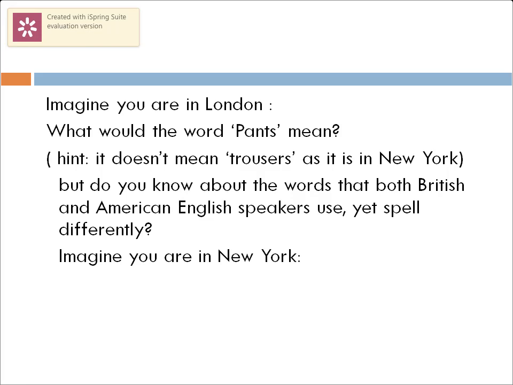But do you know about the words that both the British and American English speakers use with the same meaning, but they spell differently? Now look at this scenario. Imagine that you are in New York. How would you write a check for $10? Let's say a check. What would be the spelling that you would write?